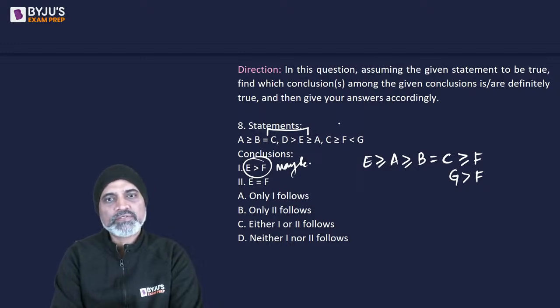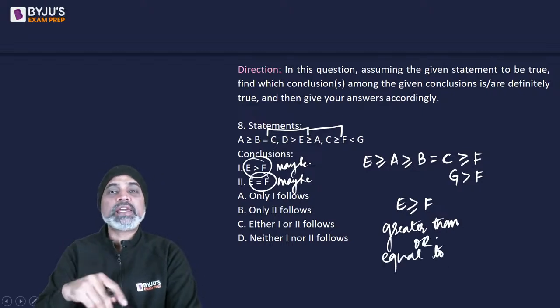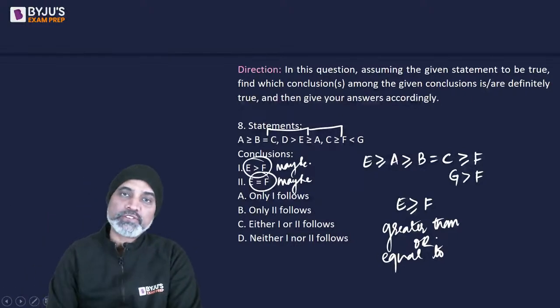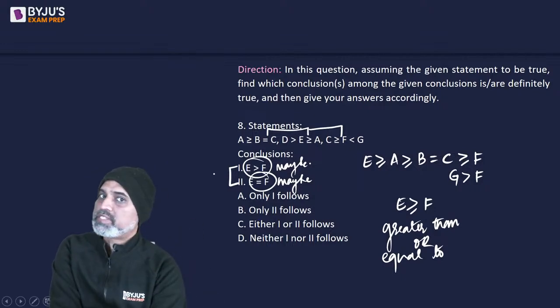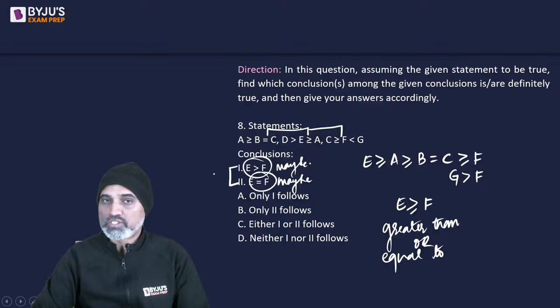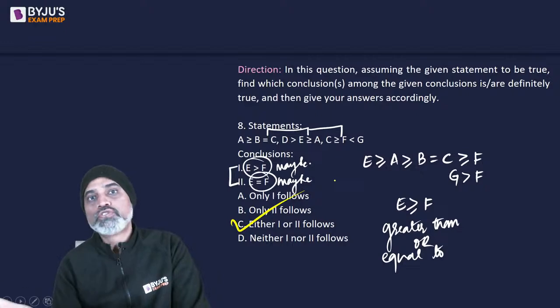So from here, can we say that E may be equal to F? Now, we do know looking at this that E is going to be greater than or equal to F. So can I say E will be either greater than F or equal to F? So both will not be true. It's more like if first is true, second is not, and if second is true, first is not. That means either one or two follows.